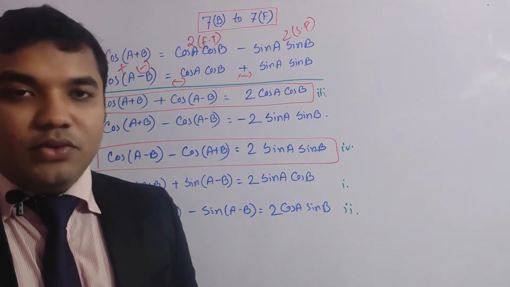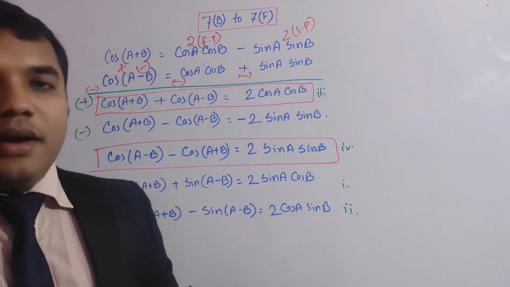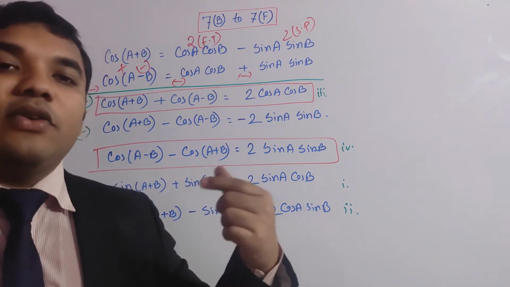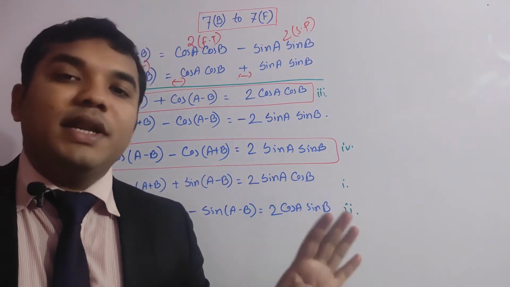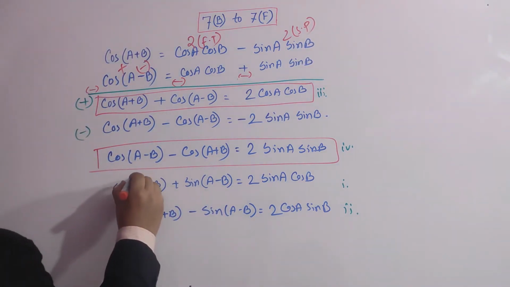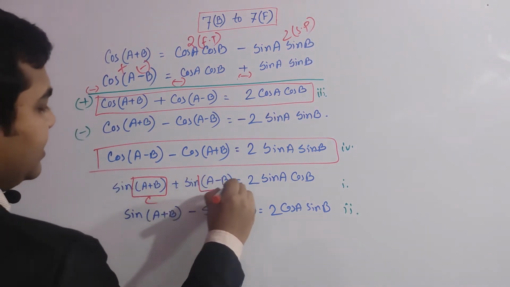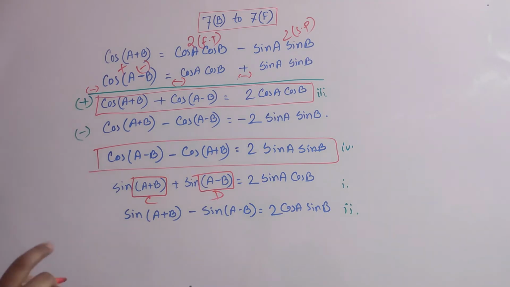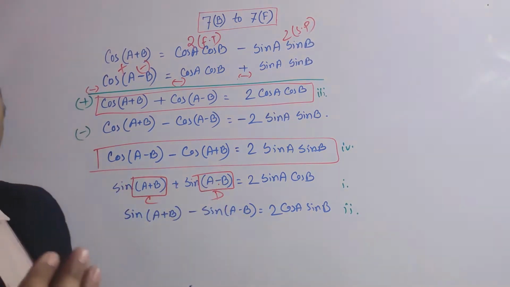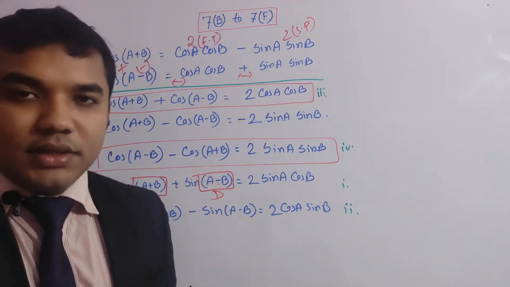What I wanted to go for in the next part: already we have learned 4, 4, 4, so 12 formulas. Now we are trying to focus on another 4 formulas which are again very important. On these types of formula, we generally assume that this is C and this is D. So sin C plus sin D equals what?